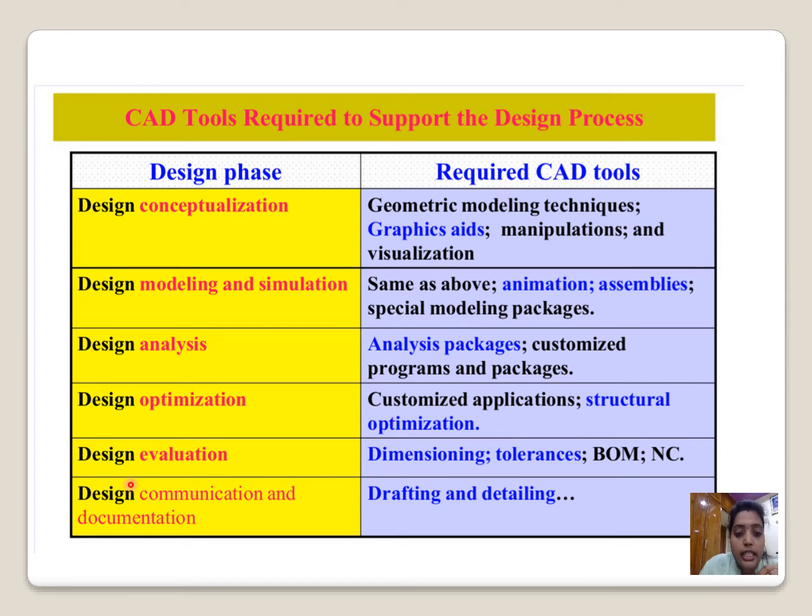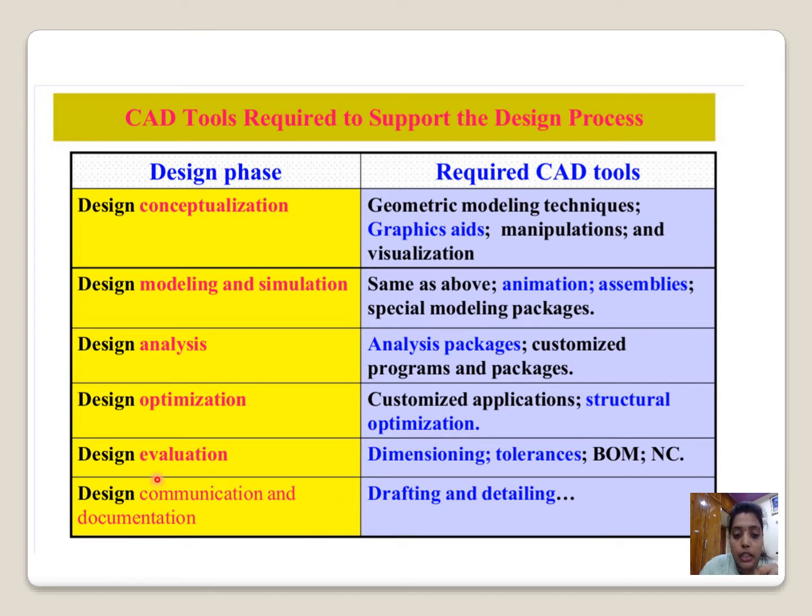Next one is the design evaluation. Design evaluation means we are observing the total performance of the object: what the dimensioning, tolerances, BOM, NC, etc. are. All these come under the evaluation part. Design, communication and documentation. This is the final part.